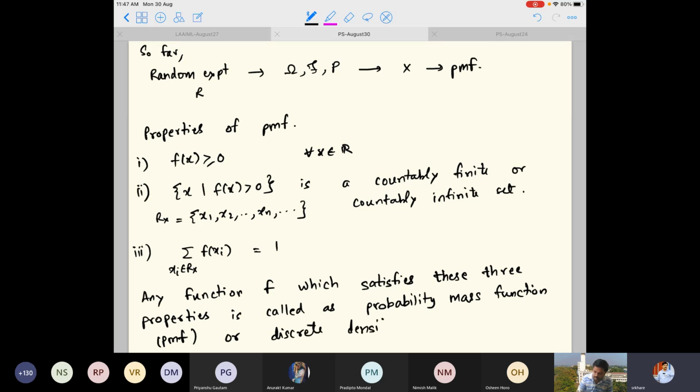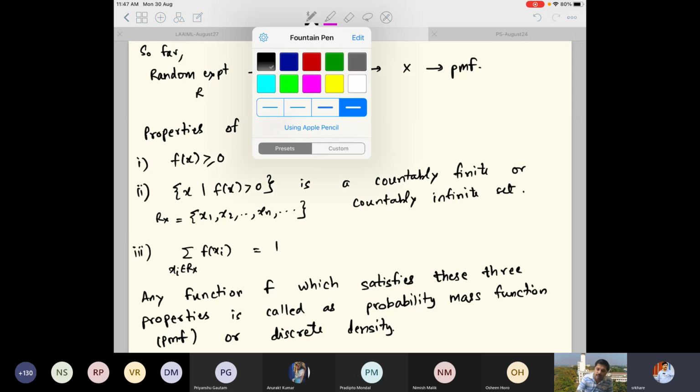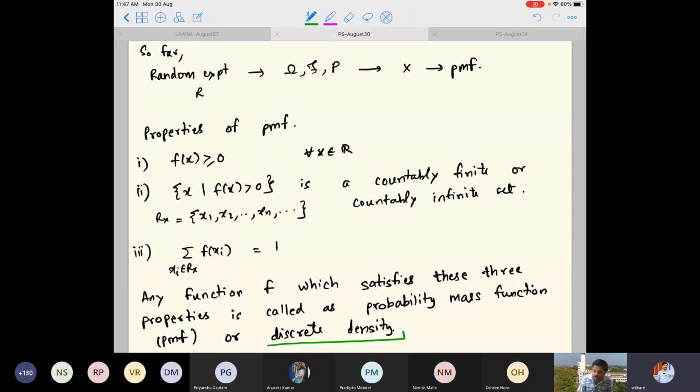But I would say you should use this term with caution. If you are going to get confused between a probability density function, PDF, and a discrete density, just forget it; later on we'll do something else. So if you think it is going to confuse you, just remember this as probability mass function. Any function f which satisfies these three properties, we will call a probability mass function.